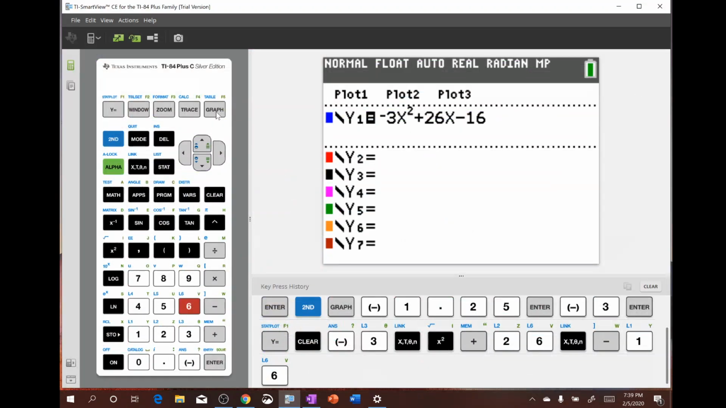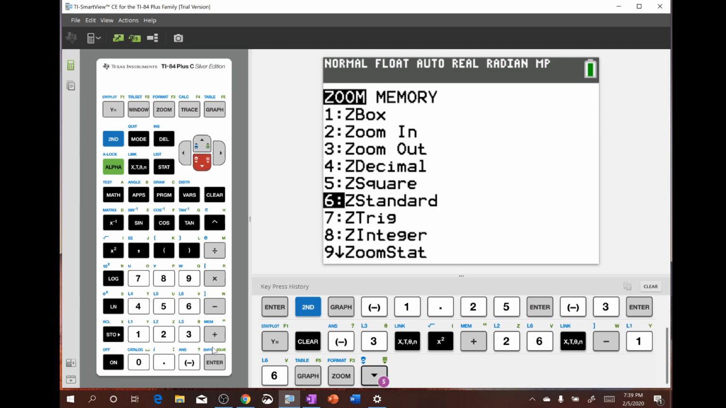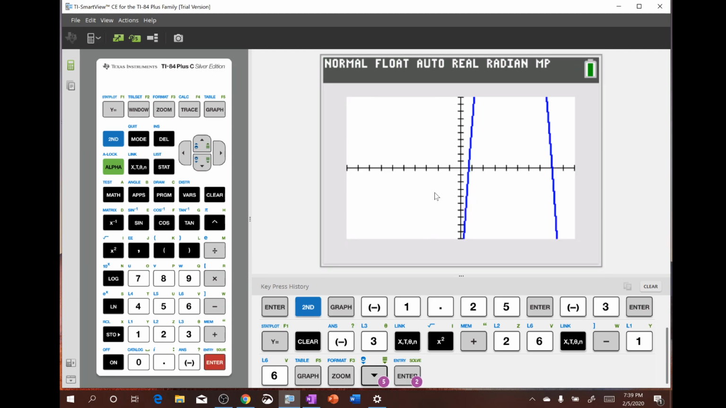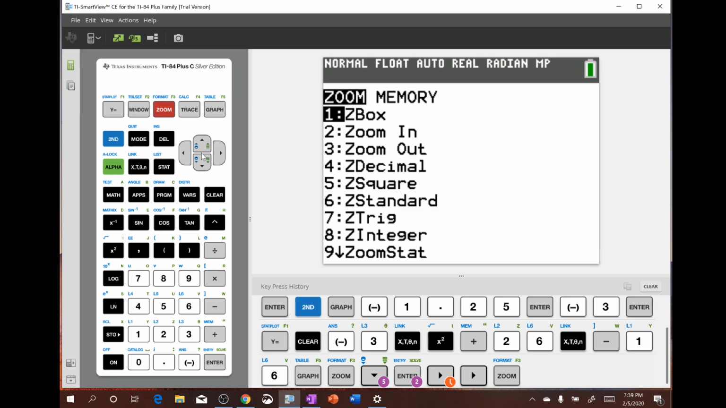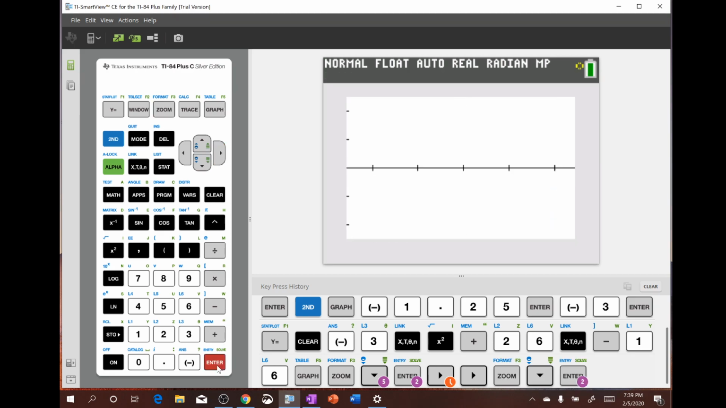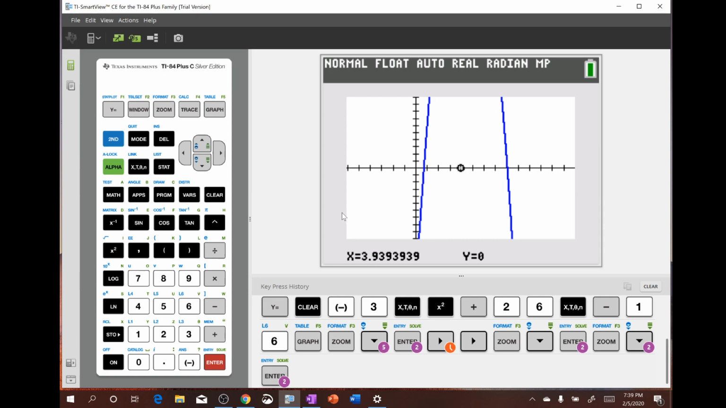Yep. Graph it. We can't see anything because we zoomed before. There. All right, so now we've got to figure out where the zeros are. Recommendation is to try to zoom in a little bit. Maybe we'll zoom in too much. We'll see. Yeah, I zoomed in too much. So zoom out. That's fine. There, we can see both of them.